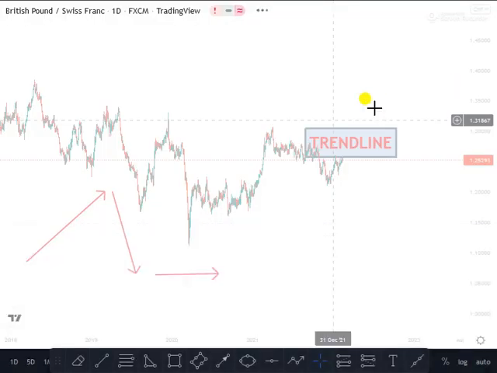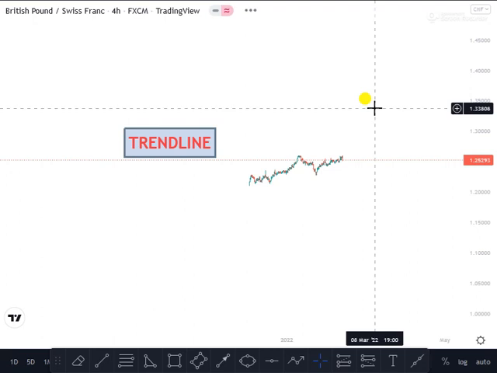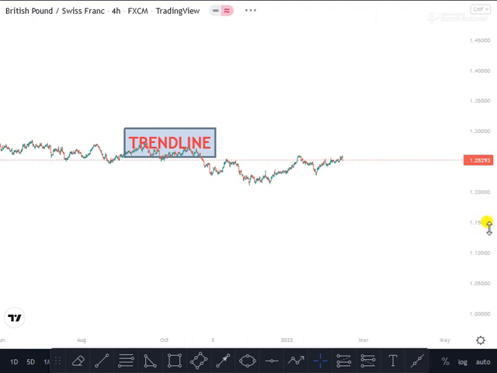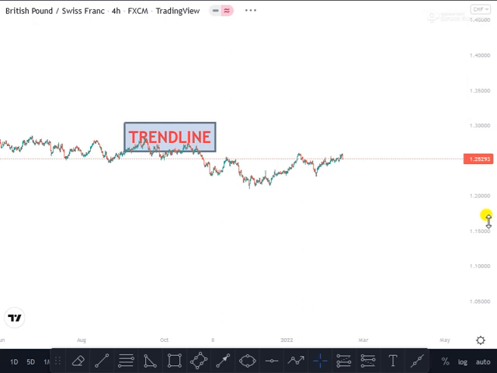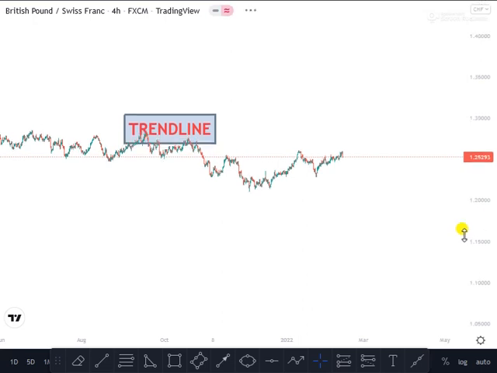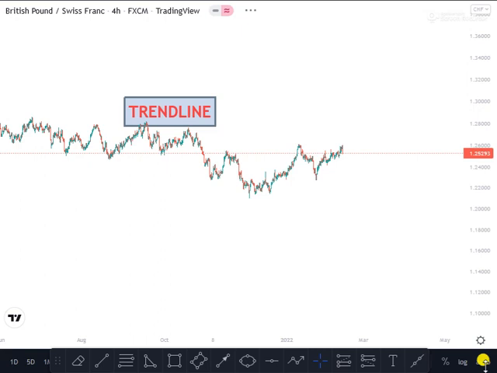So when you begin to have these lower highs in the market, then you should know that you're in for an uptrend market. And when you begin to have higher lows, then just know that you are in for a downtrend market.